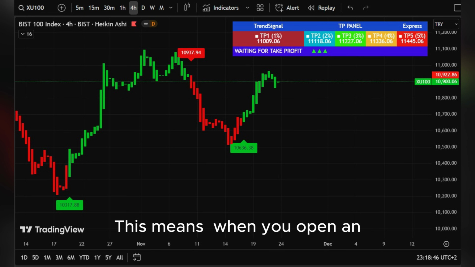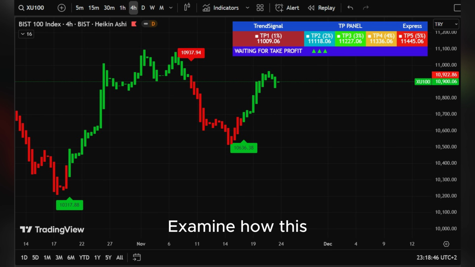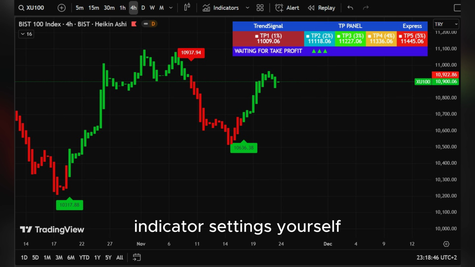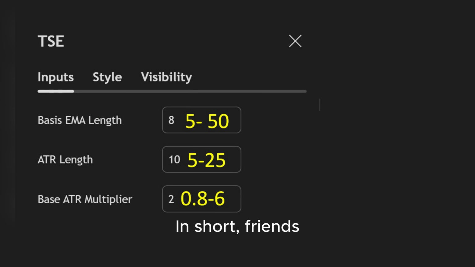This means when you open an asset, specifically a stock or a currency pair, be sure to look back at its history. Examine how this instrument has behaved in the past, its volatility, and how it has broken trends. Based on this, you can adjust the indicator settings yourself, increasing or decreasing them as needed. In short, friends, the settings are not fixed. You adjust them according to the market's characteristics.